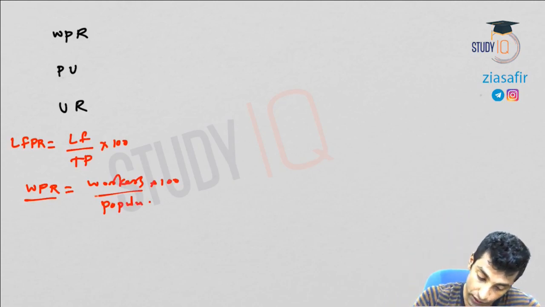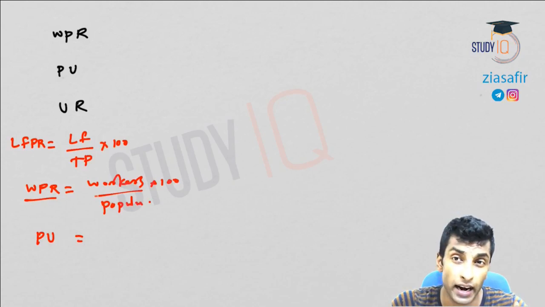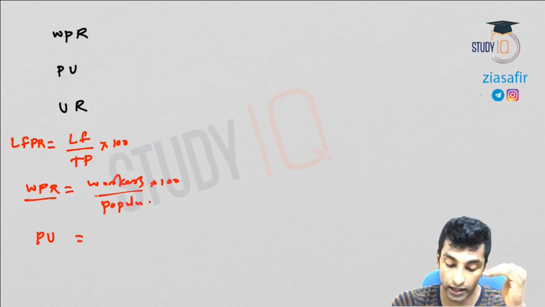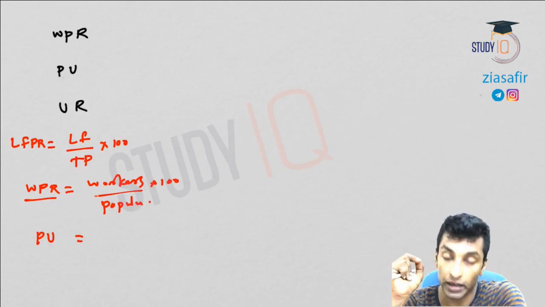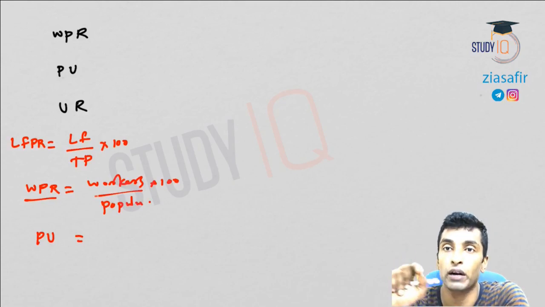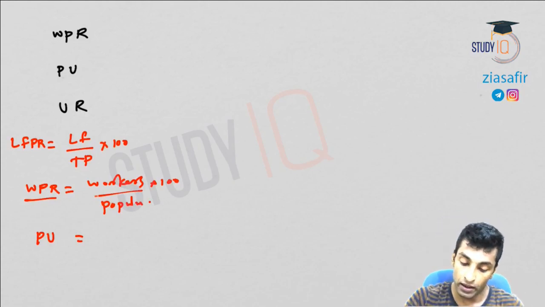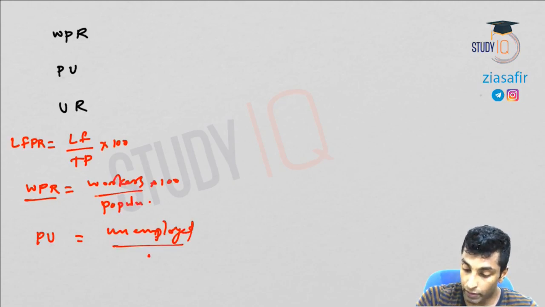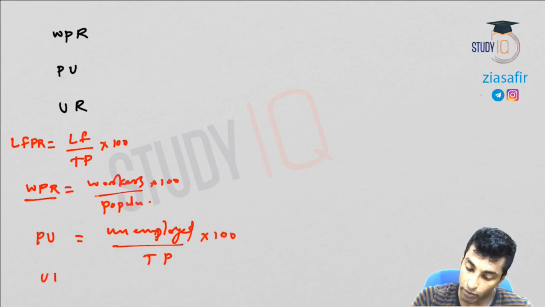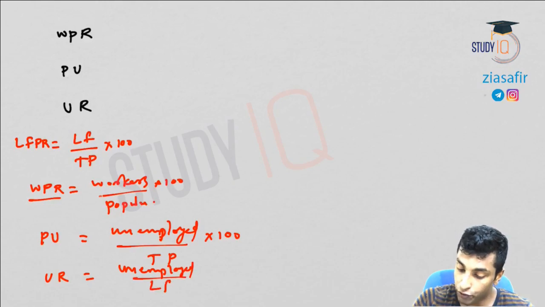Next one, proportion unemployed. See, unemployment is different. Unemployment is not out of total population, it is out of labor force. The common thing in proportion unemployed and unemployment rate is the numerator. In both cases, unemployed people will come in the numerator, but in proportion unemployed, it is out of total population. So unemployed divided by total population into 100. If it is unemployment rate, unemployed divided by labor force into 100.